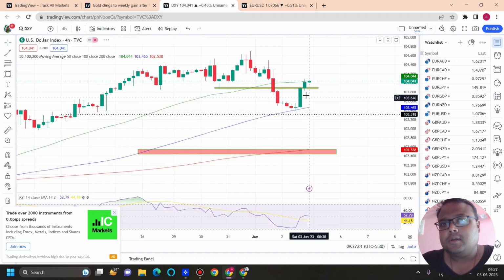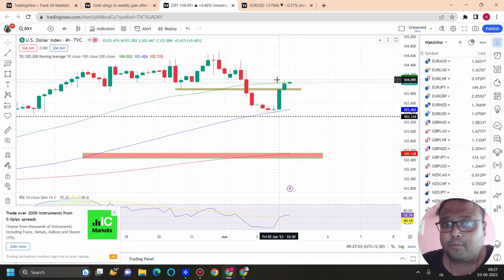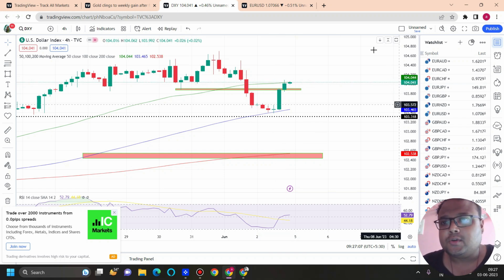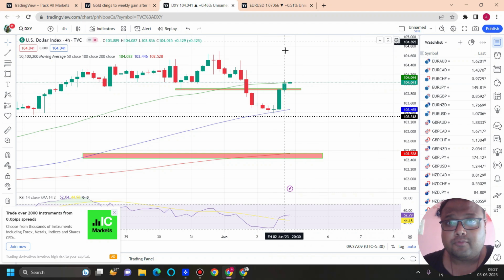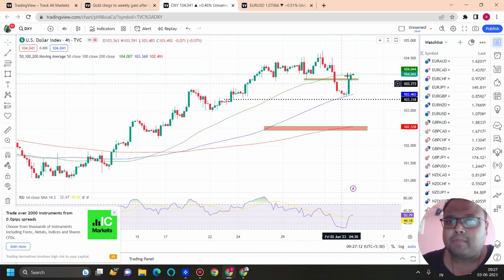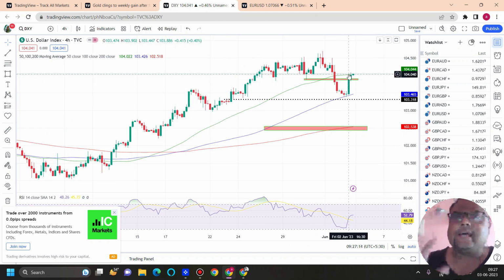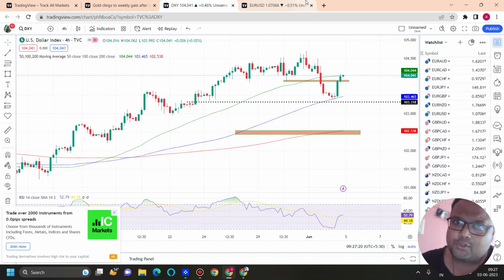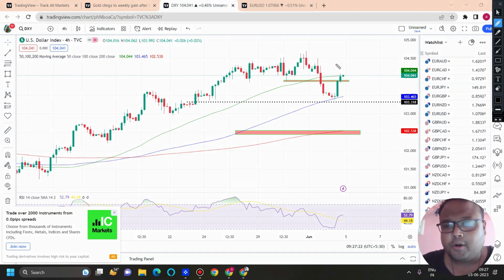We saw the dollar almost making a high of 104.09, and ultimately DXY closed at 104.04. The market recovered beautifully, and there's a high chance that DXY will continue the uptrend next week as well. So the market opening will be very important, and there's a high chance that DXY will try to continue the upside. If that happens, then obviously we will see pressure on the chart of EUR/USD.